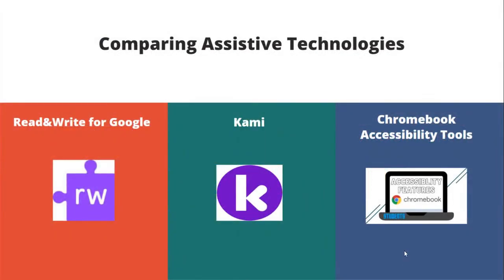Today, we're going to look at comparing the three big main assistive technology supports that are available for our students. Now, unfortunately, there is no one-size-fits-all solution when it comes to assistive tech. Read Write for Google, Kami, and Chromebook accessibility tools all have their advantages, and they have some disadvantages. So the best advice I can give you is to make sure that your students are aware of these supports and that they're available to them and that they know that it's okay to use them. I would like you to try the tools yourself as well if you haven't.